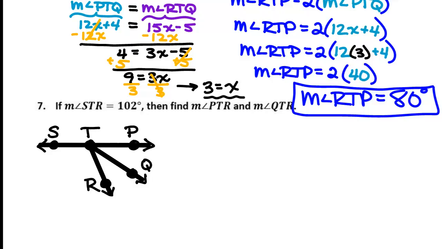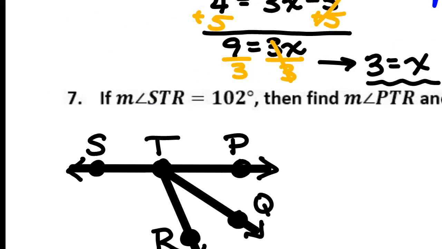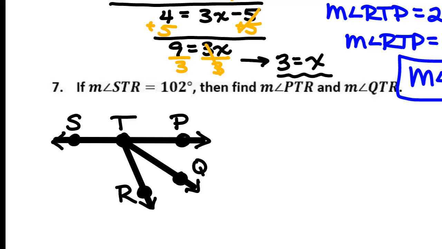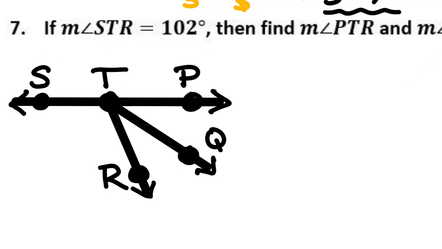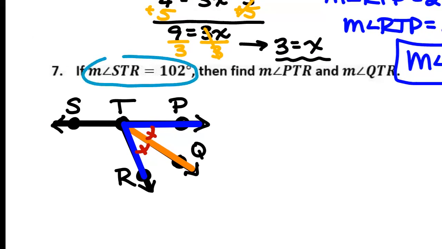There are some problems, though, where it is just what they give you. Okay, so we got to look at what's being bisected. Remember, we said that TQ, this right here, is bisecting angle RTP, this blue angle here. So we have this angle is the same size as this angle, but the angle that they've given me, STR, here's S, over to T and down to R, this angle right here is 102. And that's not the angle that's been cut in half.